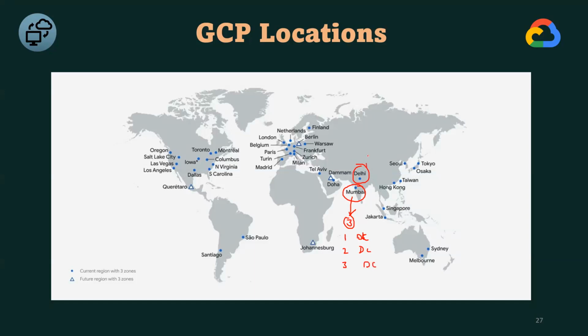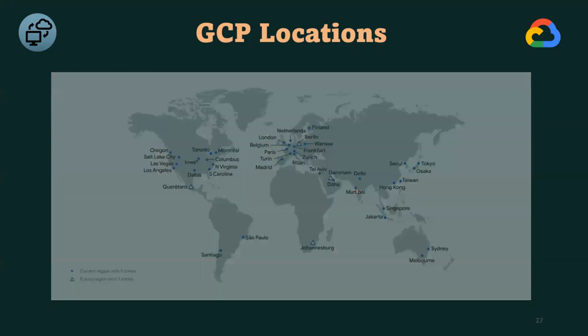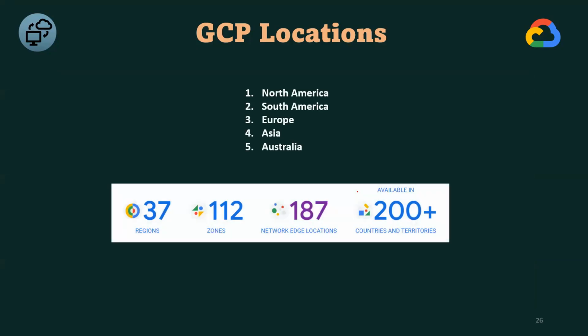Likewise in Delhi also we have. So what is this Delhi, what is this Mumbai? All these things are regions. So 37 regions are there, and out of those, from India we have 2 regions, Delhi and Mumbai. Okay, so this is how it is. Google's infrastructure is divided into locations, further divided into regions, and further divided into zones. Zones are called availability zones for a reason, because the actual data center, the actual infrastructure, is situated in that particular zone only.